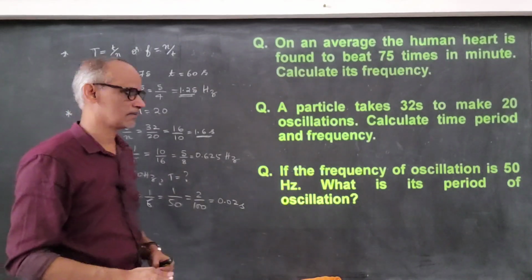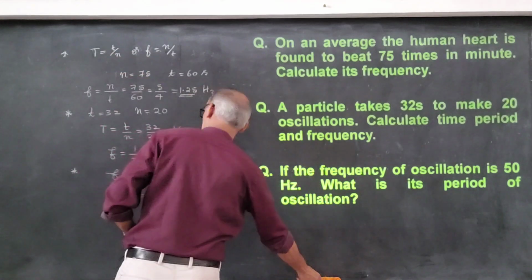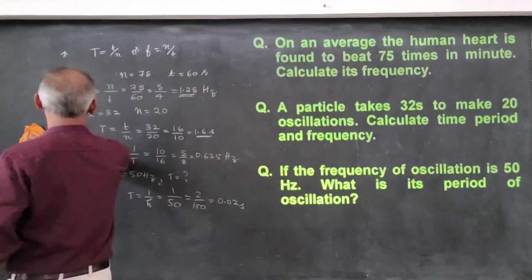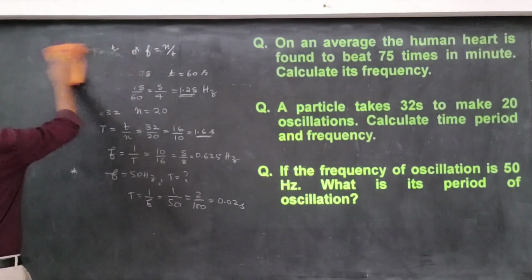So this kind of numericals will appear in the examination, maybe for a 1 or 2 marks question, depending on the case. So for example, this is a 2 marks question where we have to calculate the time period as well as the frequency.